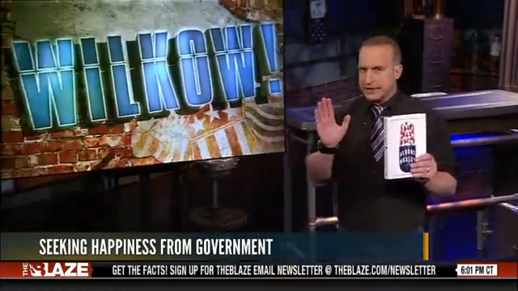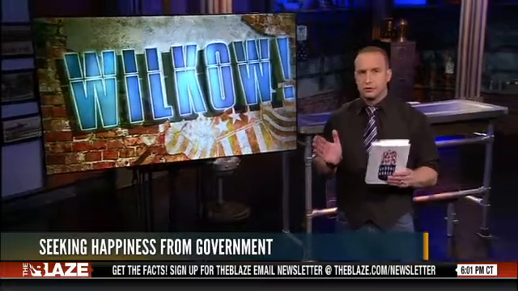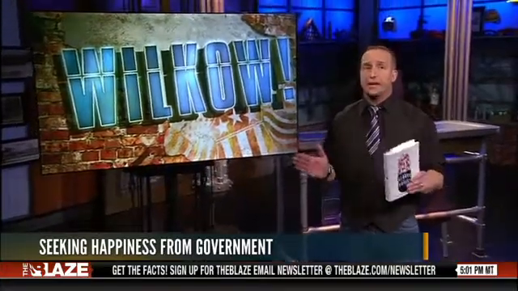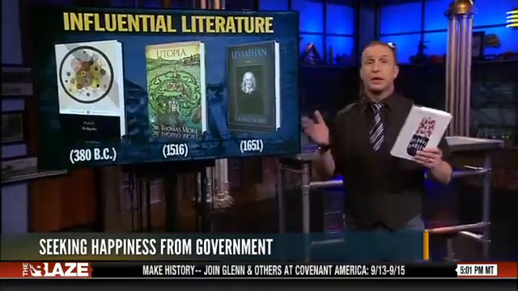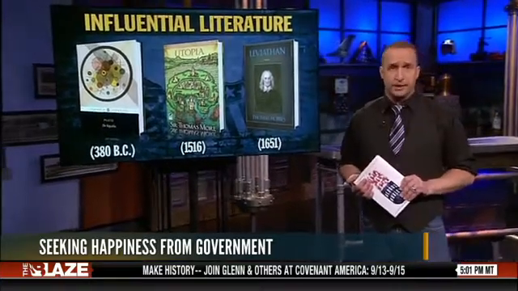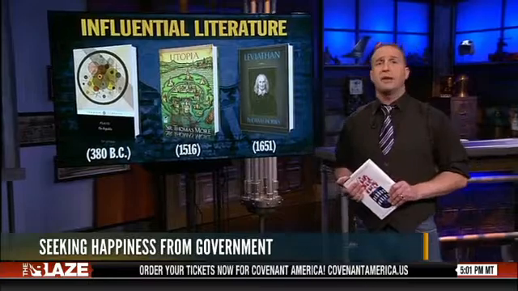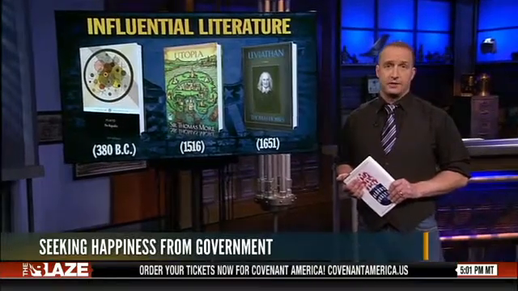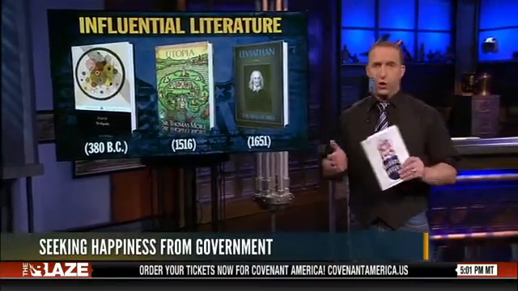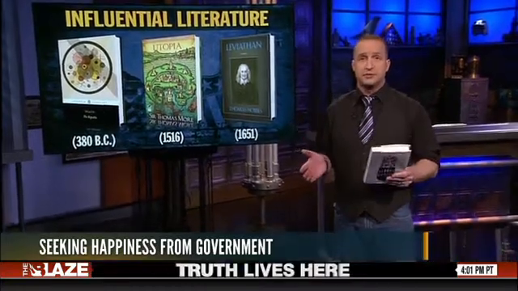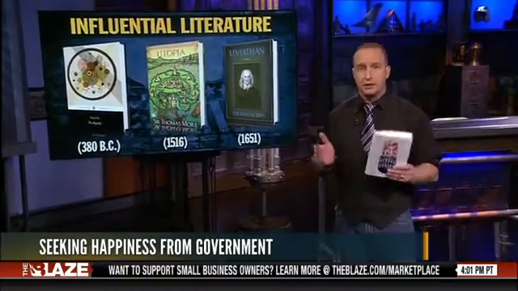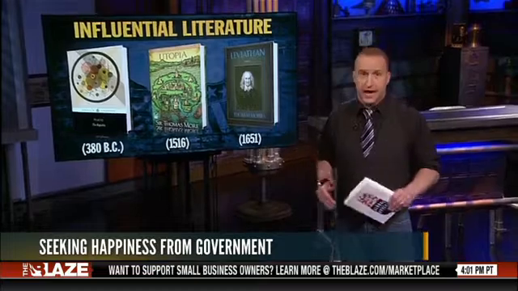Now, this is not new. We can trace influential literature on this subject all the way back to 380 BC, Plato's Republic. Then in 1516, Thomas More wrote Utopia. And in 1651, Thomas Hobbes published Leviathan. Now, all three of these works possess the themes that are used in common political and social commentary today.